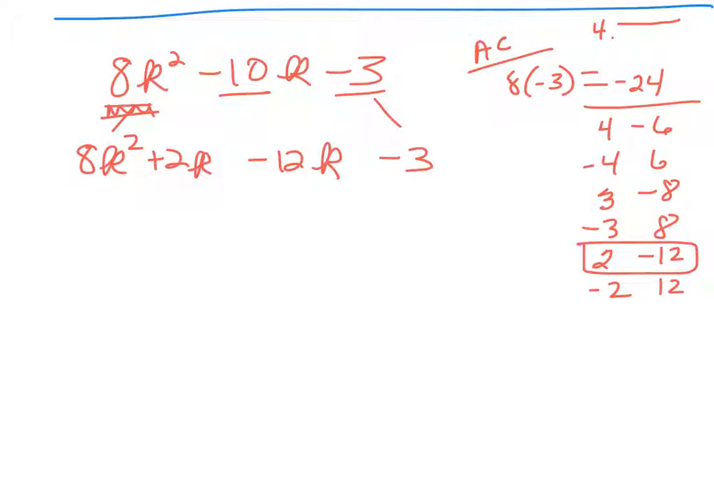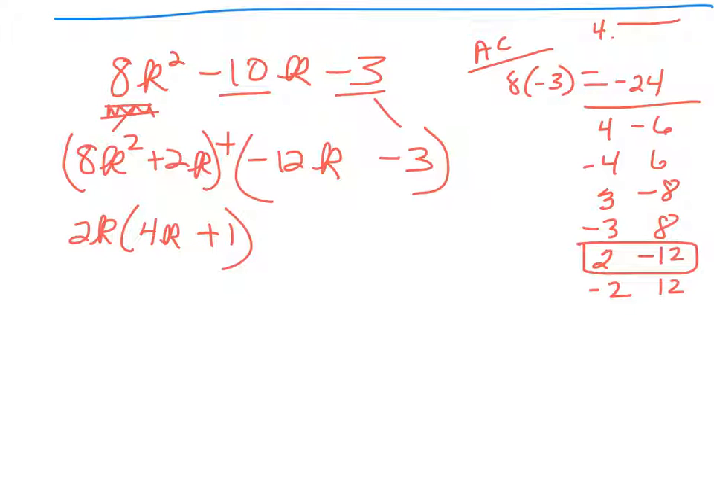Now it's got 4 terms, so we can do grouping now, which is what we learned in chapter 6, section 1. So we'll group the first 2, we'll group the last 2. Remember, the minus has to stay on the 12. We'll slip a little plus sign in there to show that they're still being added. Then we ask, what can we factor out of 8k squared and 2k? And that would be 2k. 8k squared divided by 2k is 4k. 2k divided by 2k is 1. So we're left with 4k plus 1 inside the parentheses.